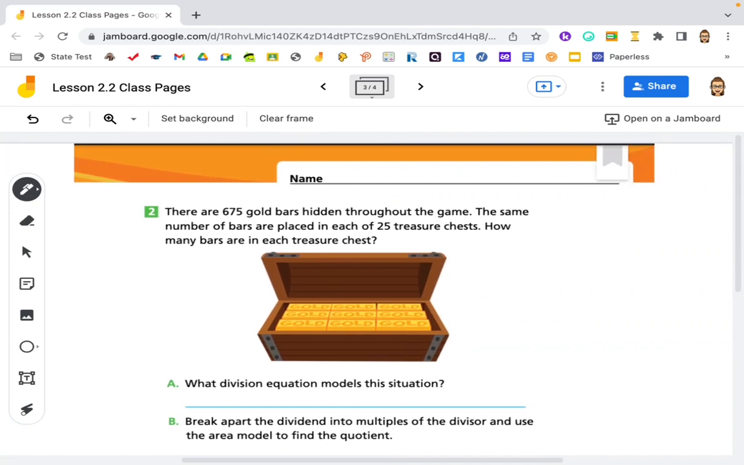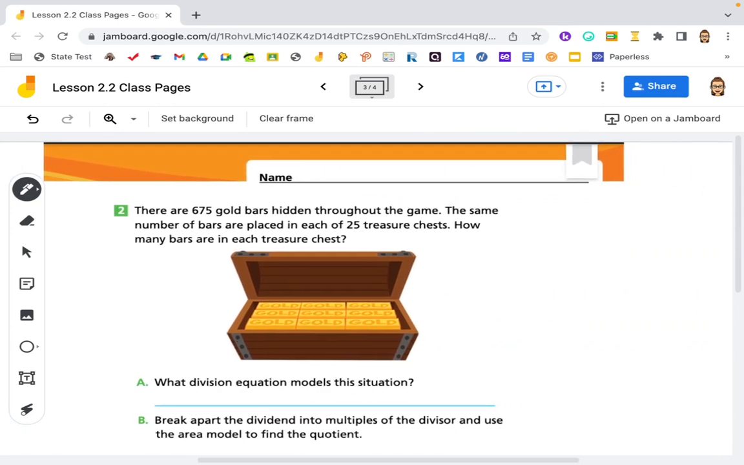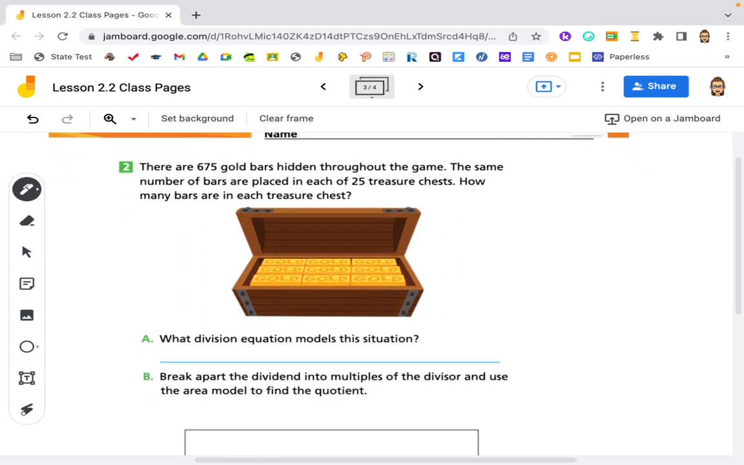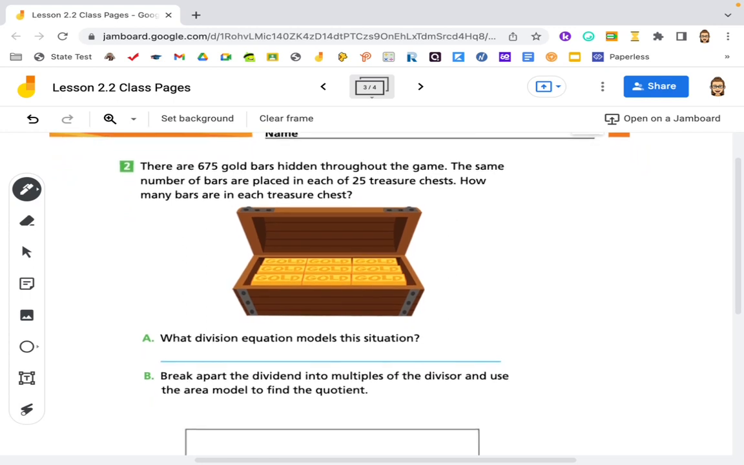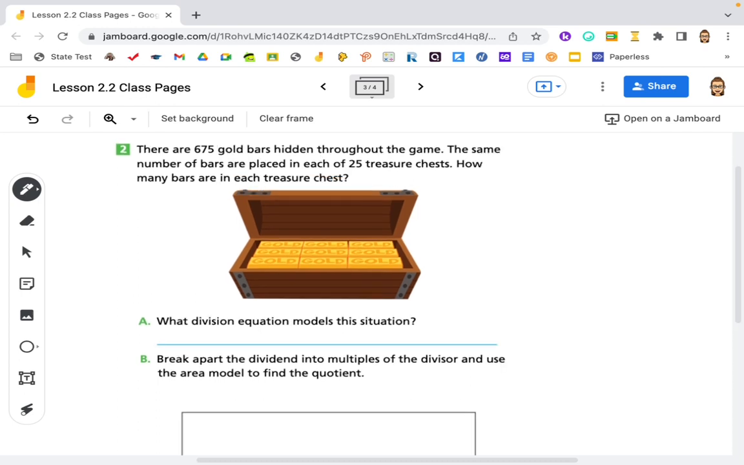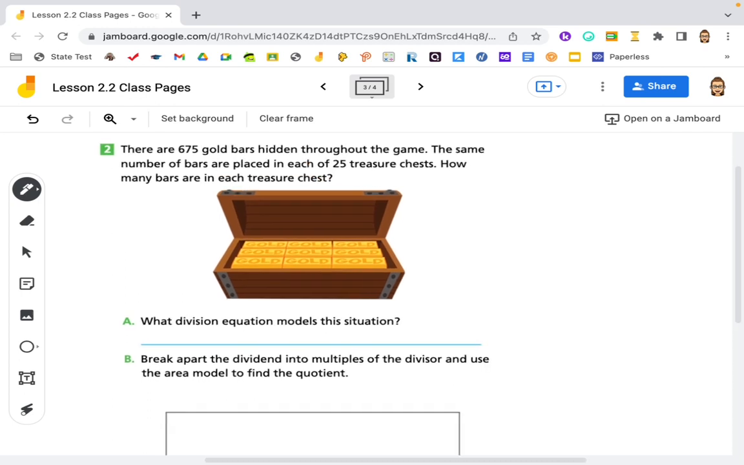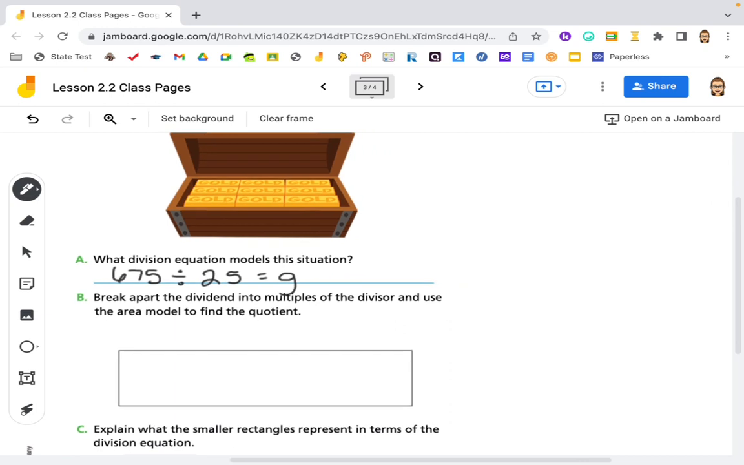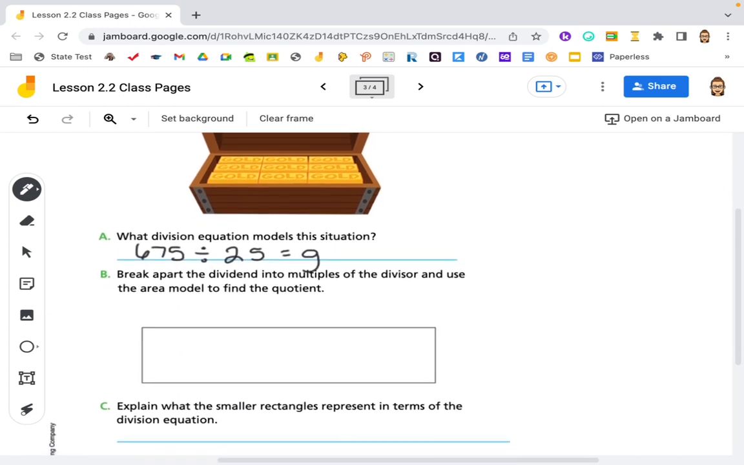So here it says there are 675 gold bars hidden throughout the game. The same number of bars are placed in each of 25 treasure chests. How many bars are in each treasure chest? So what division equation models the situation? Well, we have 675 divided by 25 equals the gold bars. So break apart the dividend into multiples of the divisor and use the area model to find the quotient.